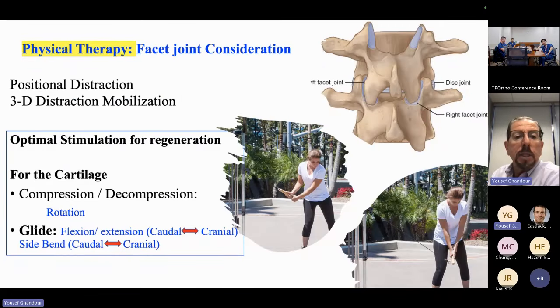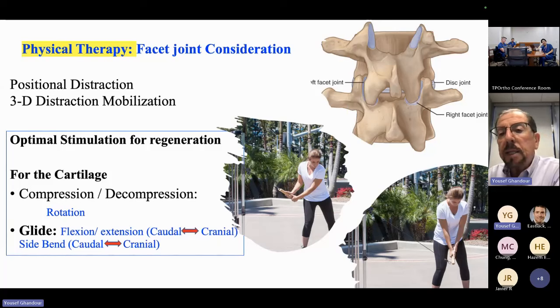The other component is looking at the facet joint. When we deal with the facet joint, we look at facet joint considerations, including what we can do to help the facet by decreasing the pain. When we do the evaluation, we check on mobility, how much the facet joint moves, and whether it is being compressed.